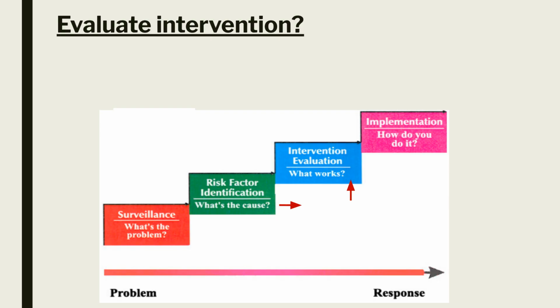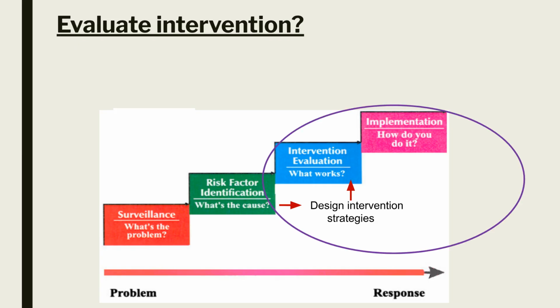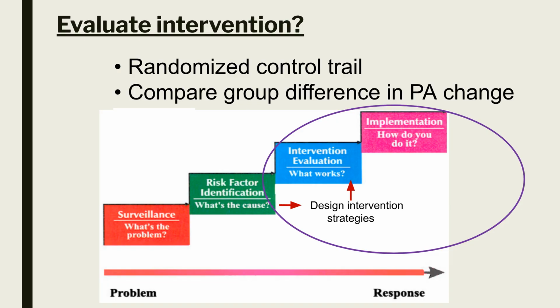Now let's return to this diagram and revisit the process of designing interventions. After developing an intervention, we need to evaluate whether it is effective. The gold standard for answering this question is a randomized controlled trial, which compares changes in physical activity between those who receive the intervention and those who do not. Once an intervention has been shown to be effective, the next step is to implement it in broader, real-world settings.